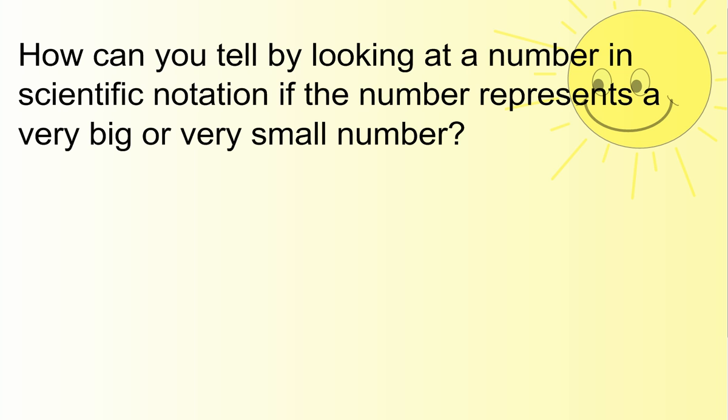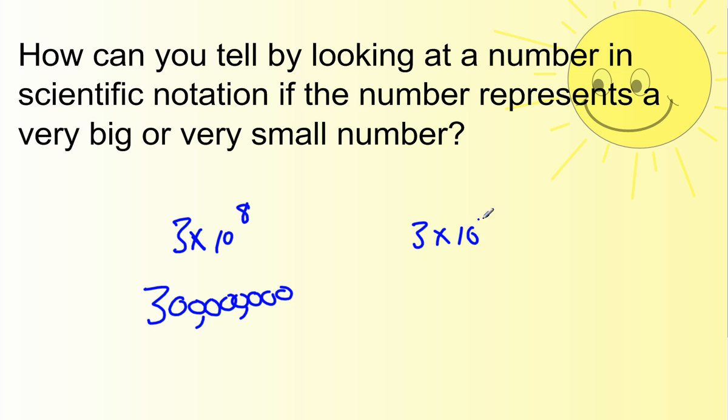Okay, so hopefully what you said is if you have a number in scientific notation and it has a big exponent, this is a big number. If you have a number in scientific notation with a small exponent, negative exponent, it's a small number. That's how you tell. Positive exponent, big number. Negative exponent, small number.